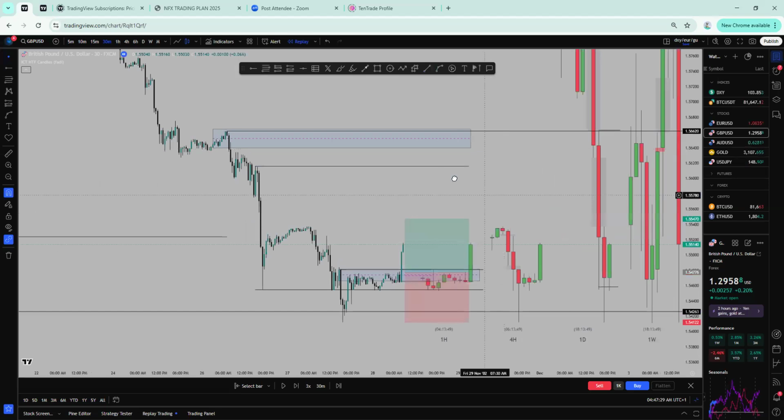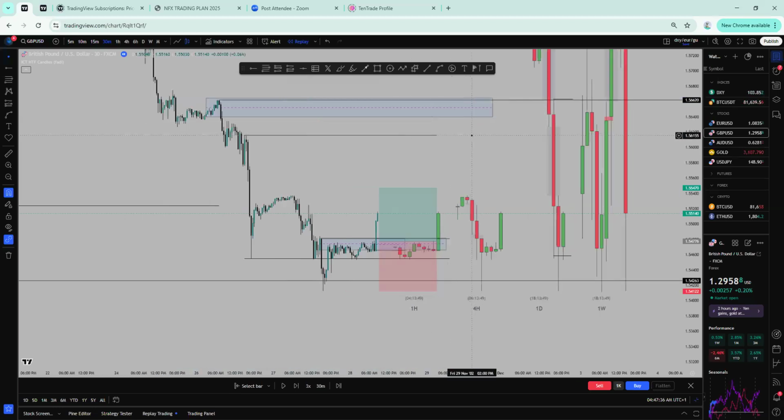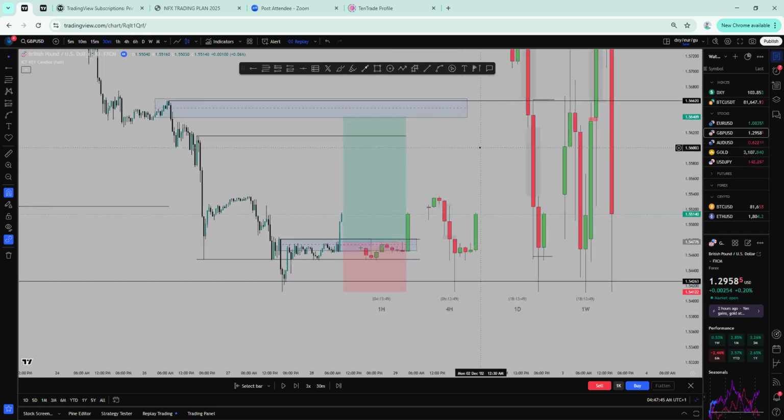But like I said, let's take note of this other block here because price might react to it. It's a very good other block coming from the 4-hour key level. So we can target the other block for now. Let's see what happens.